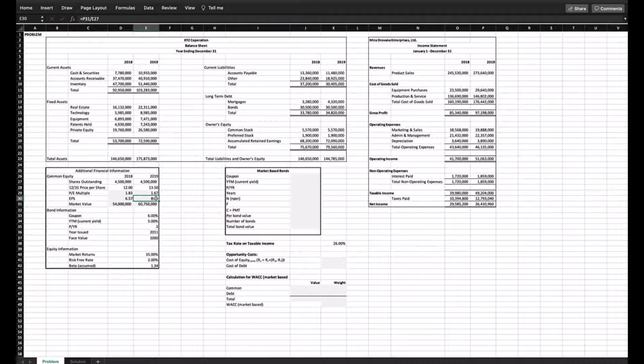Once you do that, you can come over to the market bonds equation stuff, and then we know the coupon rate because this is all information from over in this section. So we can go ahead and plug in all this information because it is given. So the years left is going to be the year that we're doing this, 2019, minus the year of issue. So there's 8 years left.